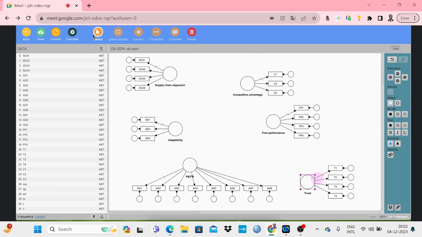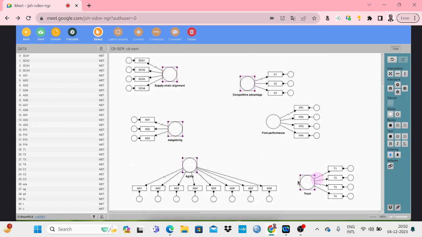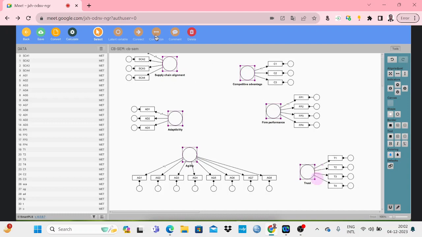Then we click select and select all of them. As you see, there are 6 variables. We have selected all the 6 latent variables and we just correlate them.